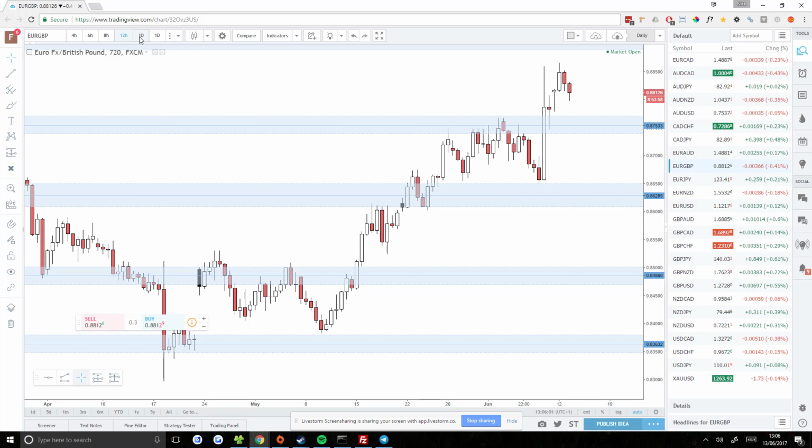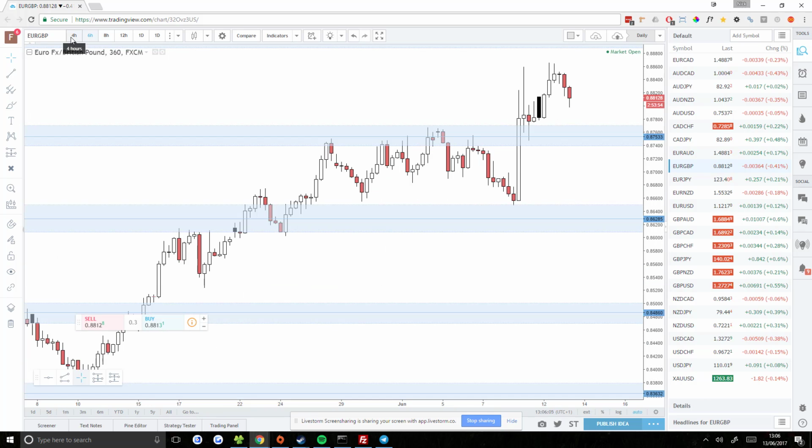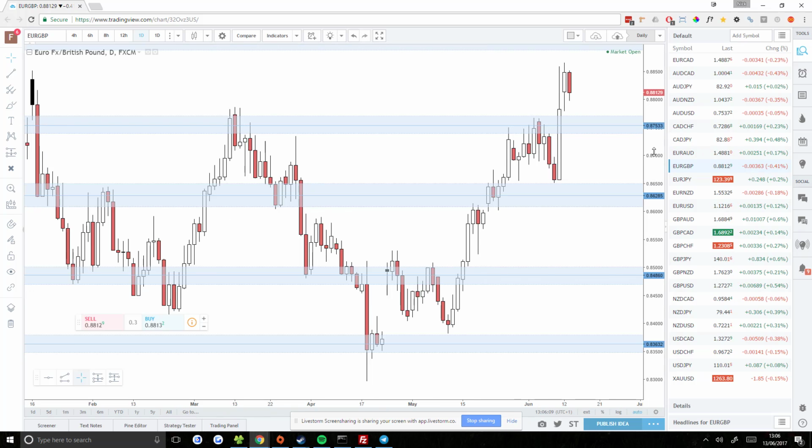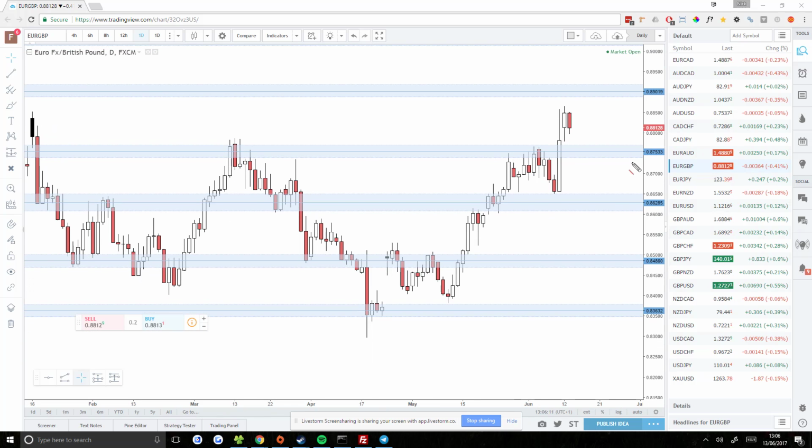Euro GBP. Nothing much. Keep a close eye on Euro GBP for a potential continuation. So I'm watching this level here, 0.8750. Move down, possible continuation.